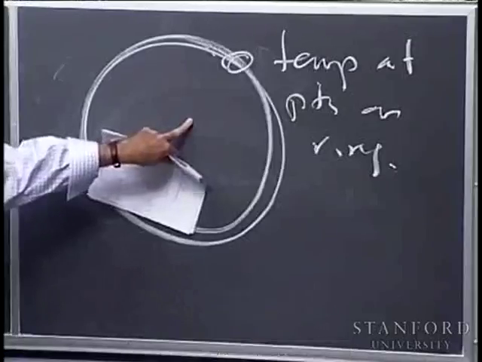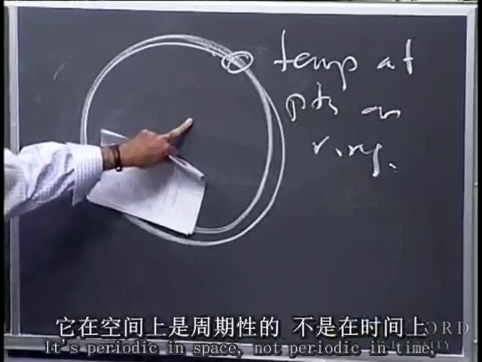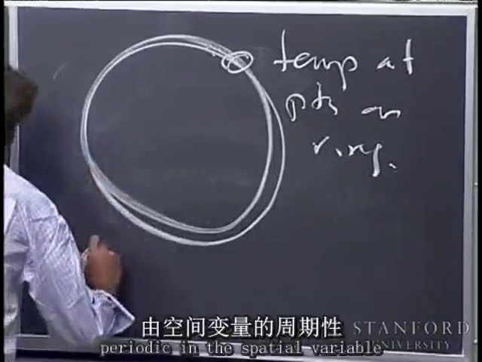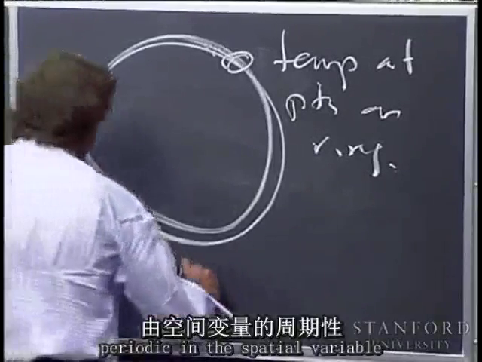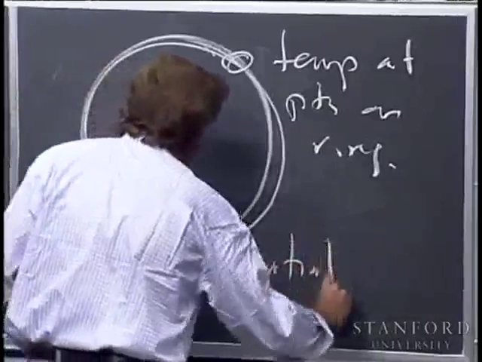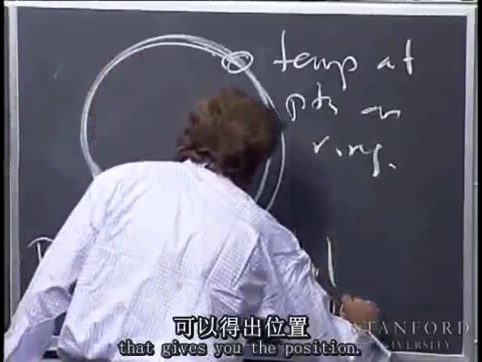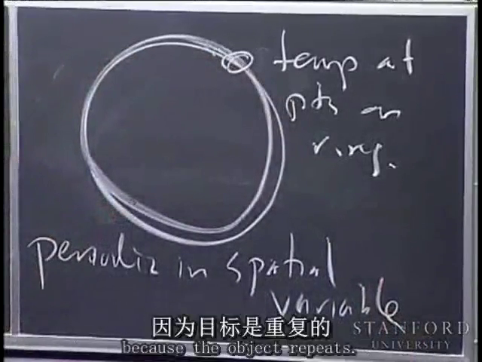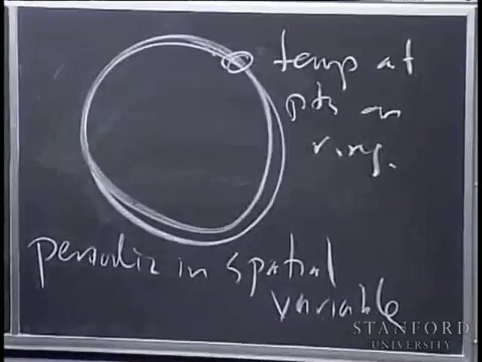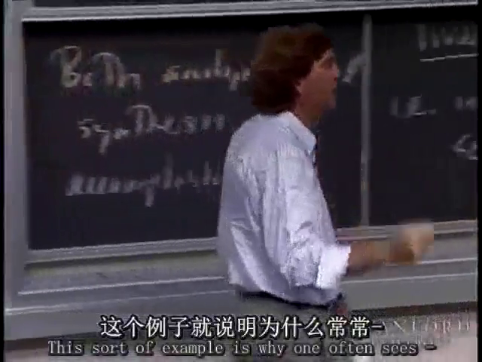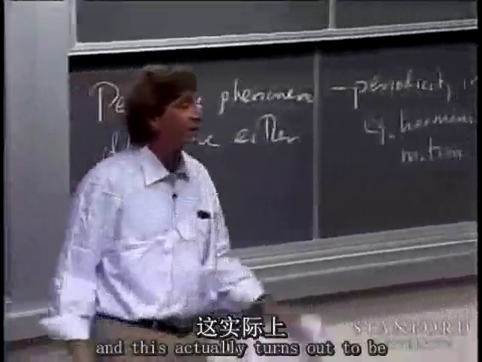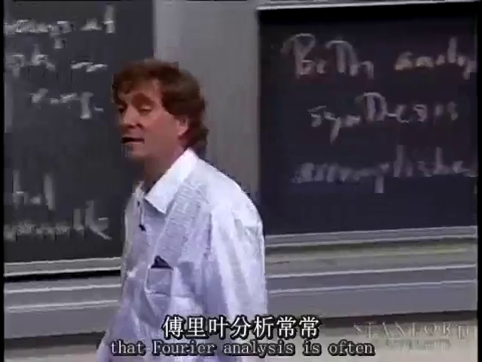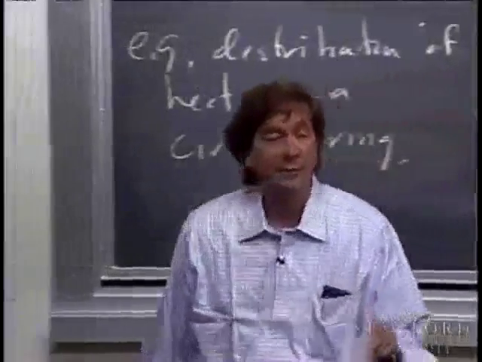Time is not involved here. Position is involved. All right, it's periodic in space, not periodic in time. Periodic in the spatial variable. That gives you the position. And the periodicity arises because the object itself is symmetric, because the object repeats. That's why this sort of example is why one often sees, and this actually turns out to be very far-reaching and quite deep, that Fourier analysis is often associated with questions of symmetry.